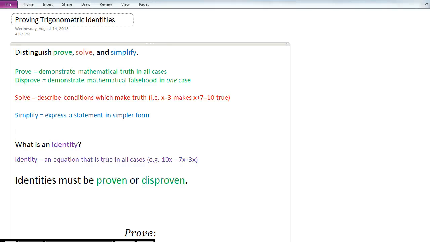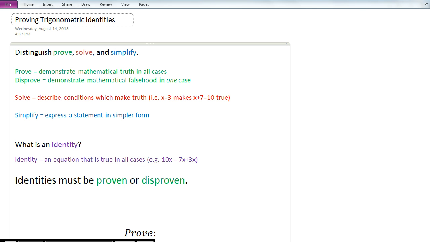Okay, this is Mr. Gieske going to talk about proving trigonometric identities. I think the first thing to take a step back to about trigonometric identities is to distinguish prove, solve, and simplify. Those three instructions are often given on math problems, and I don't think students do enough distinguishing among the three. I think doing so will help understand how to work with trigonometric identities.